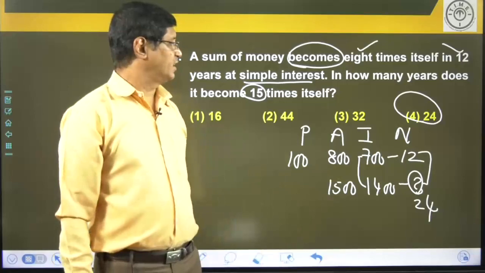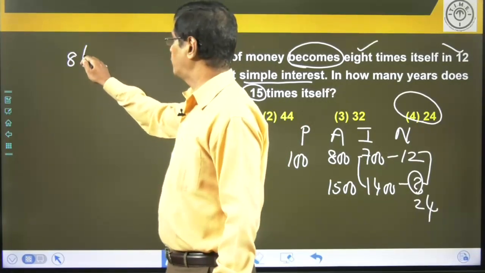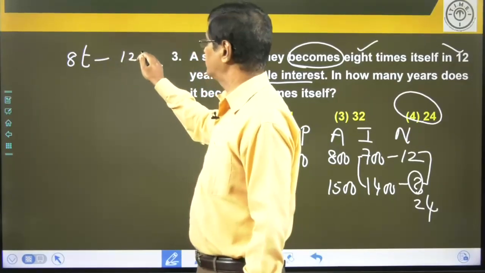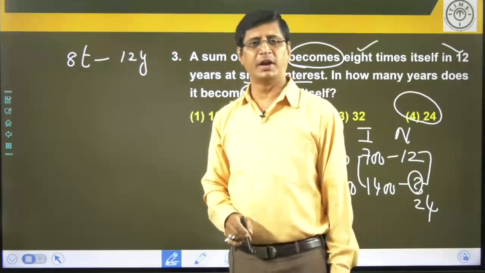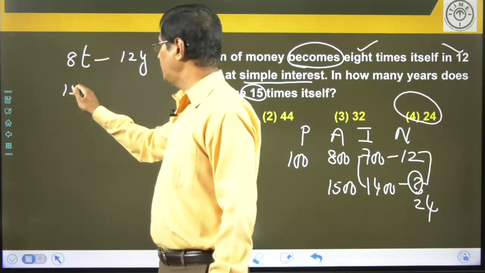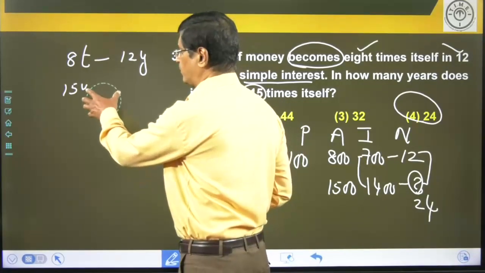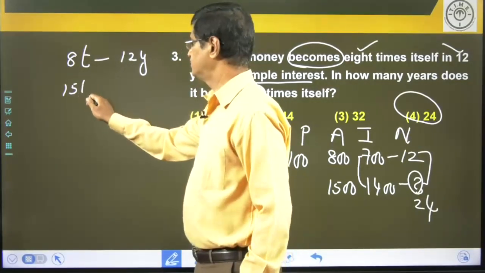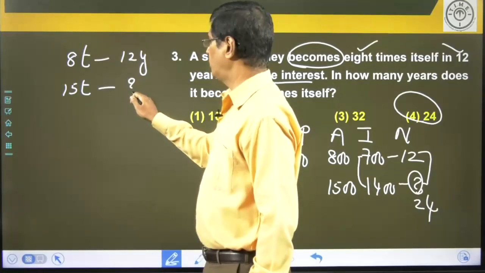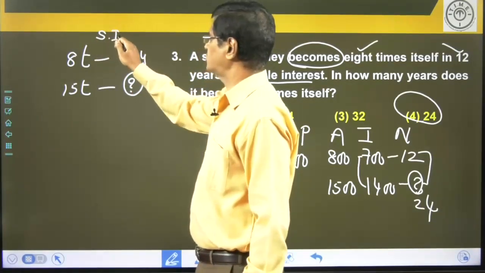8 times of itself in 12 years. Just look at this one. 8 times of itself in 12 years. Please pay attention. In how many years will it become 15 times of itself under simple rate of interest?